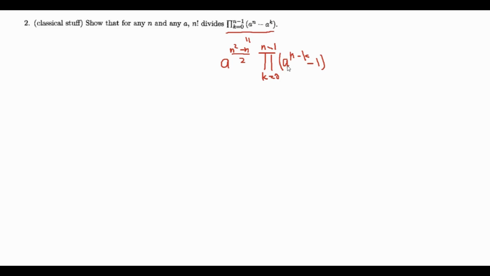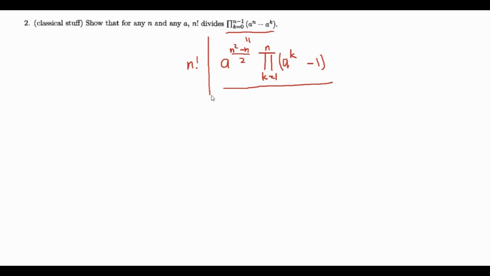Now, in fact, this product is actually just equal to the product from k equals 1 to n of a to the power of k. And you can check for yourself that this is in fact correct, but I'll just skip this step for now. It's just equal to the product from k equals 1 to n of a to the power of k minus 1. So now I have that this original product expression is equal to this new product expression. And now we want to prove that n factorial divides this.